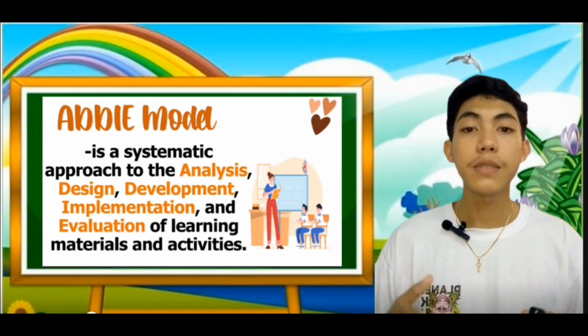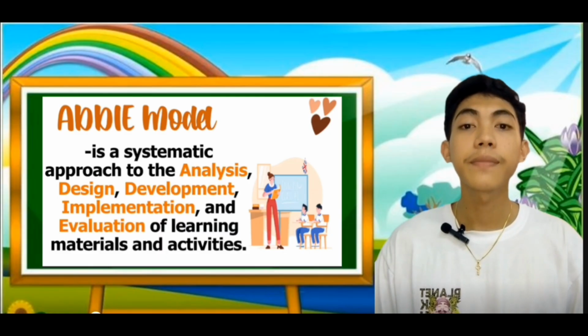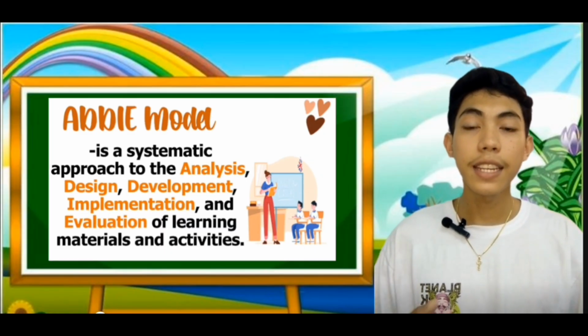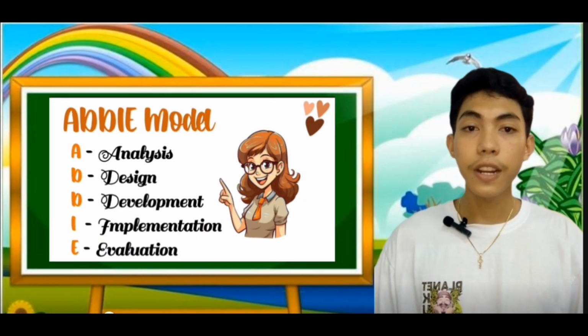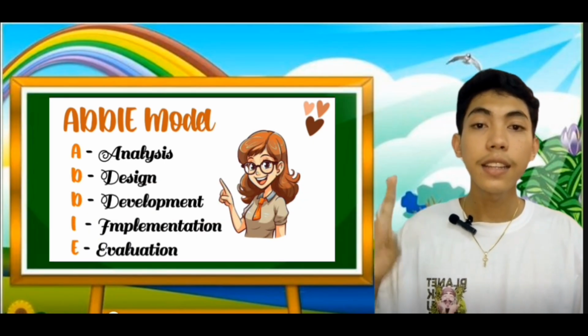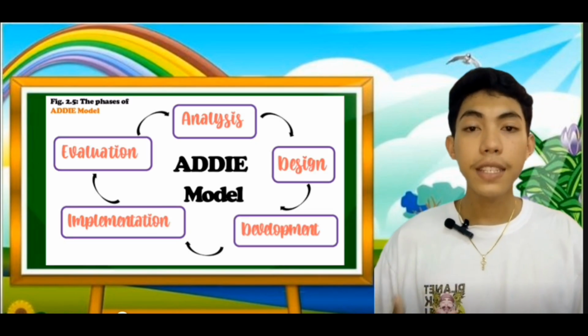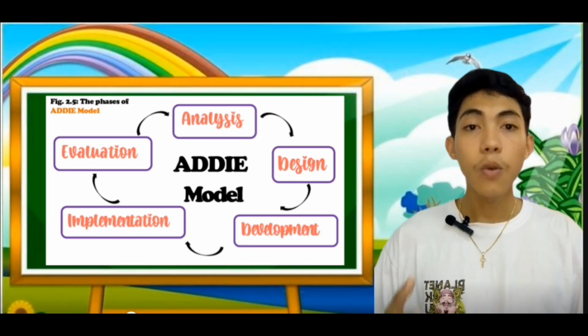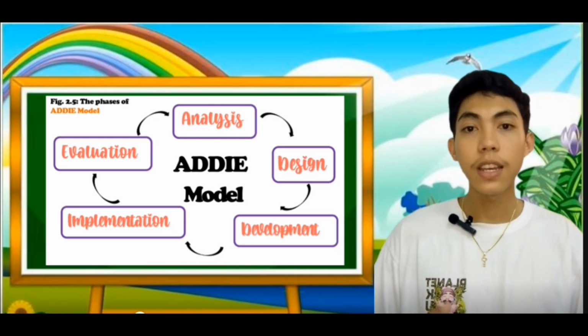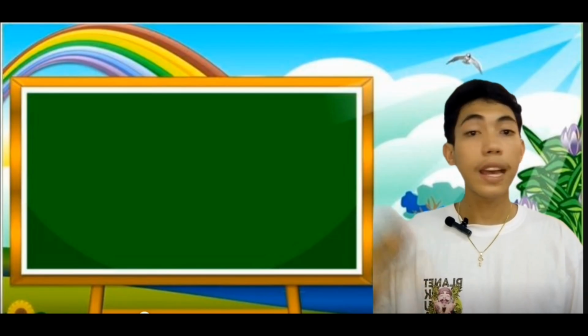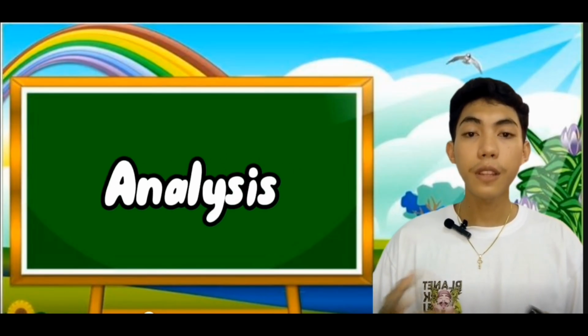The ADDIE model is more than just a framework, it is a disciplined approach to designing meaningful learning experiences. ADDIE stands for Analysis, Design, Development, Implementation, and Evaluation. Each phase is distinct, but together they create a dynamic cycle, one that invites constant reflection and continuous improvement. So let's begin with analysis, the foundation of it all.